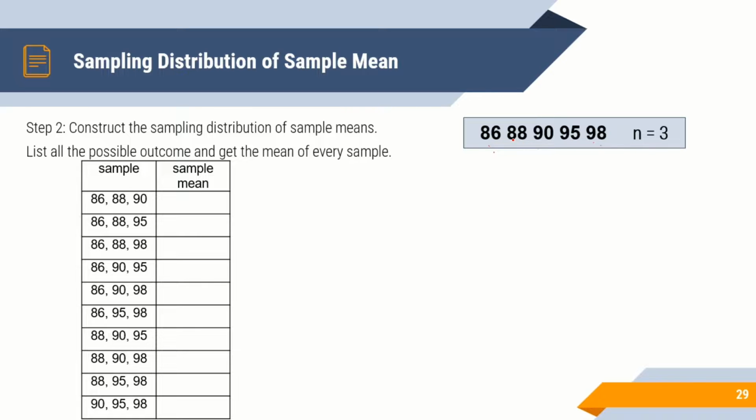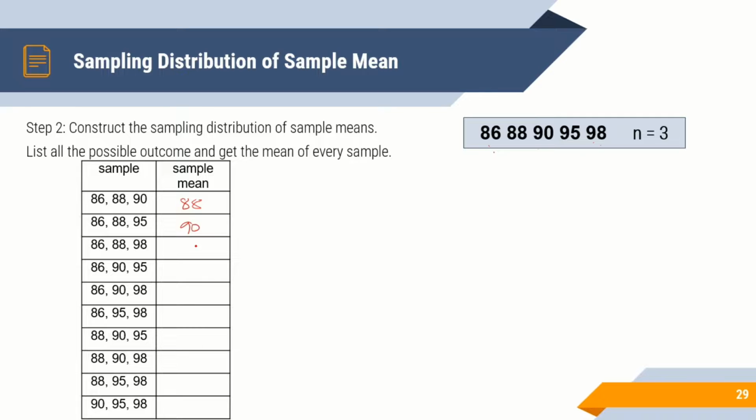Now we proceed to 88. So 88, 90, 95, then 88, 90, 98, then 88, 95, 98, then 90, 95, 98. So for the sample mean, we add 86 plus 88 plus 90 divided by 3, we get 88. 86 plus 88 plus 95 divided by 3, we get 90.